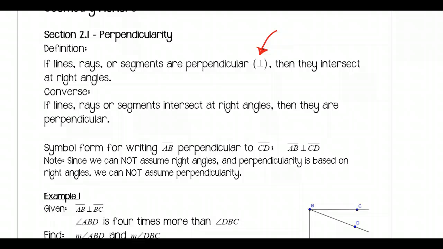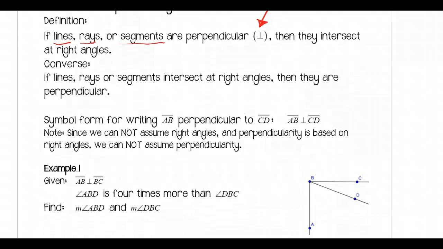And then we have the converse. If lines, rays, or segments intersect at right angles, then they are perpendicular. So keep in mind here that you use whichever of these figures is appropriate for your proof. So you don't need to use all three every time. You only want to use the one or the two that are appropriate for that problem.